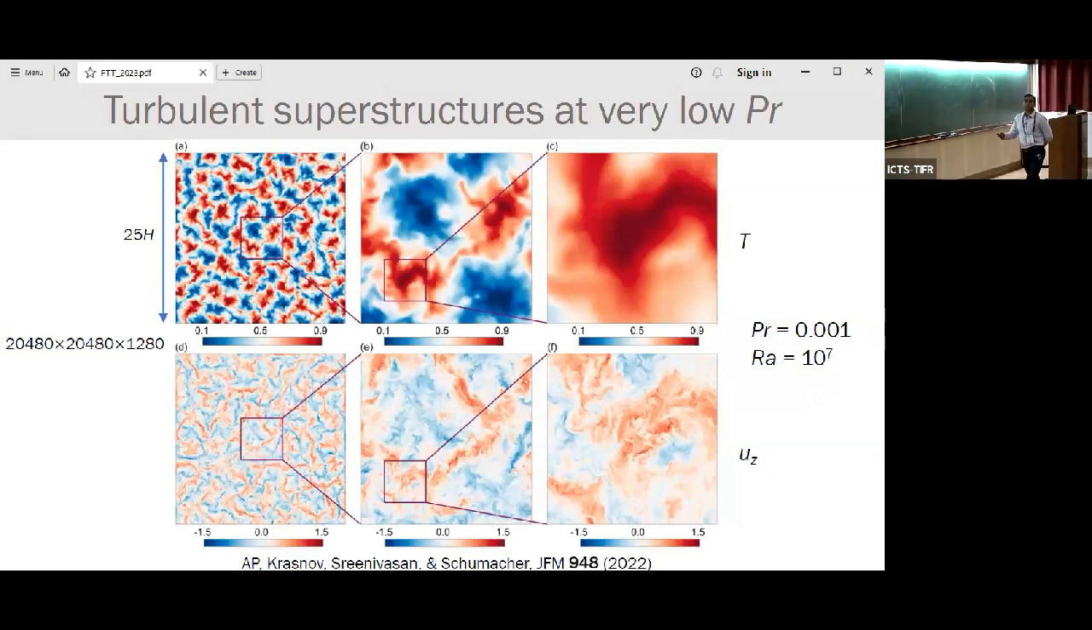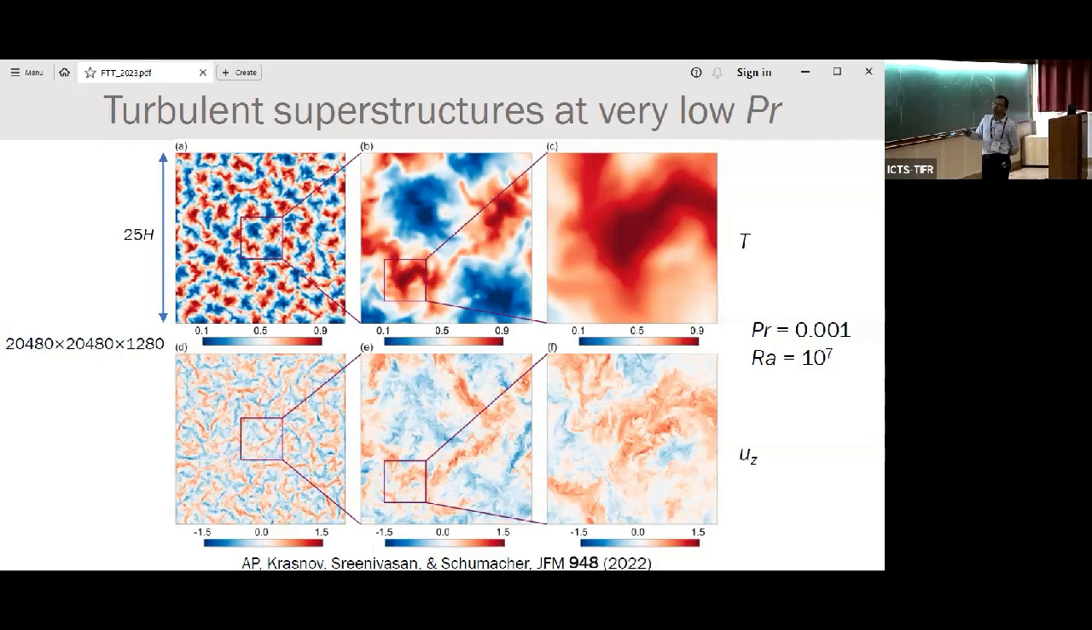Let's look at the flow configuration at low Prandtl numbers. So these are examples of turbulent superstructures at very low Prandtl number. Prandtl number is 10 to the -3. Rayleigh number is relatively very high, 10 to the 7, and we can see a relatively organized large scale pattern structure. This is the temperature field, and the velocity field. We are looking at the mid plane, and if you look, they are relatively well organized.